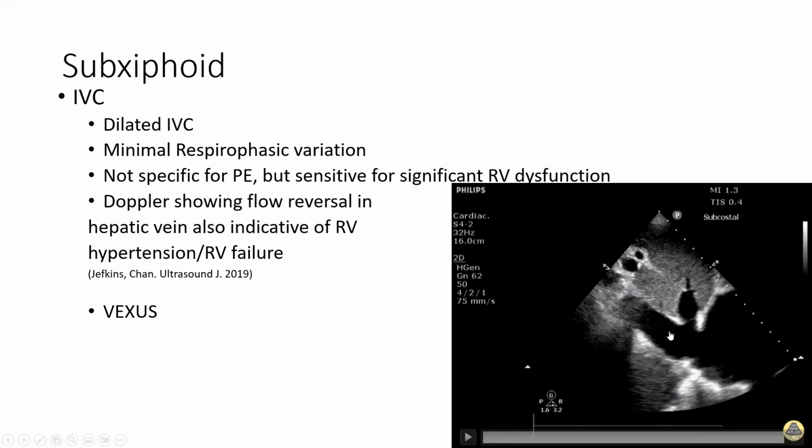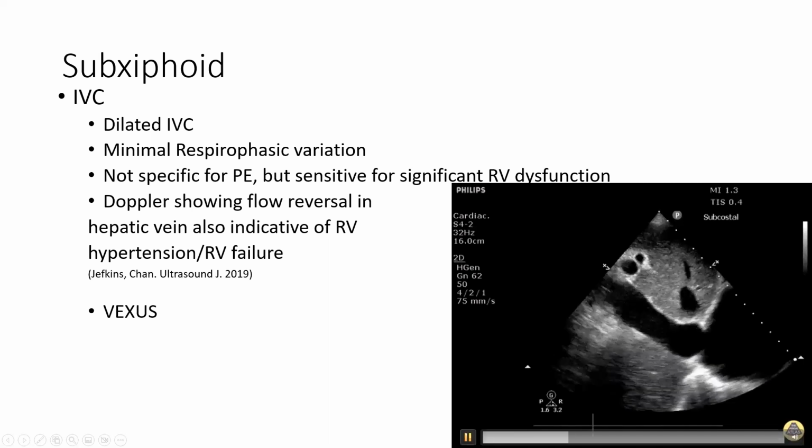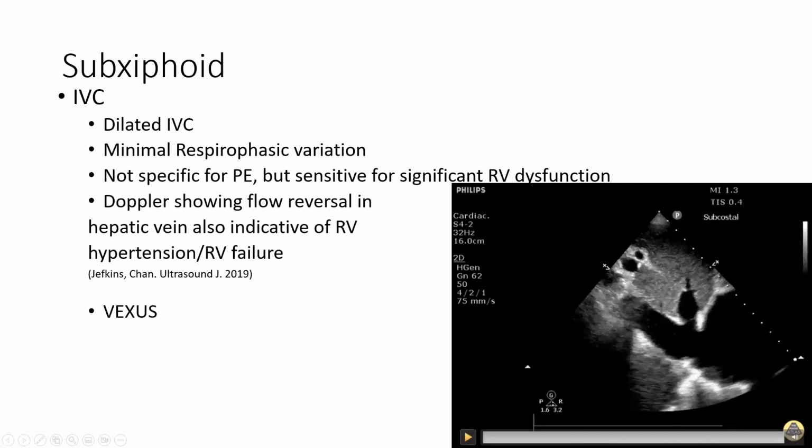So IVC is not the world's greatest measure of volume responsiveness or volume status, because in this case, we don't know what the patient's volume status is, but it's probably not hypervolemia that's the primary problem. These findings support what we've seen so far, which is elevated right-sided pressures.